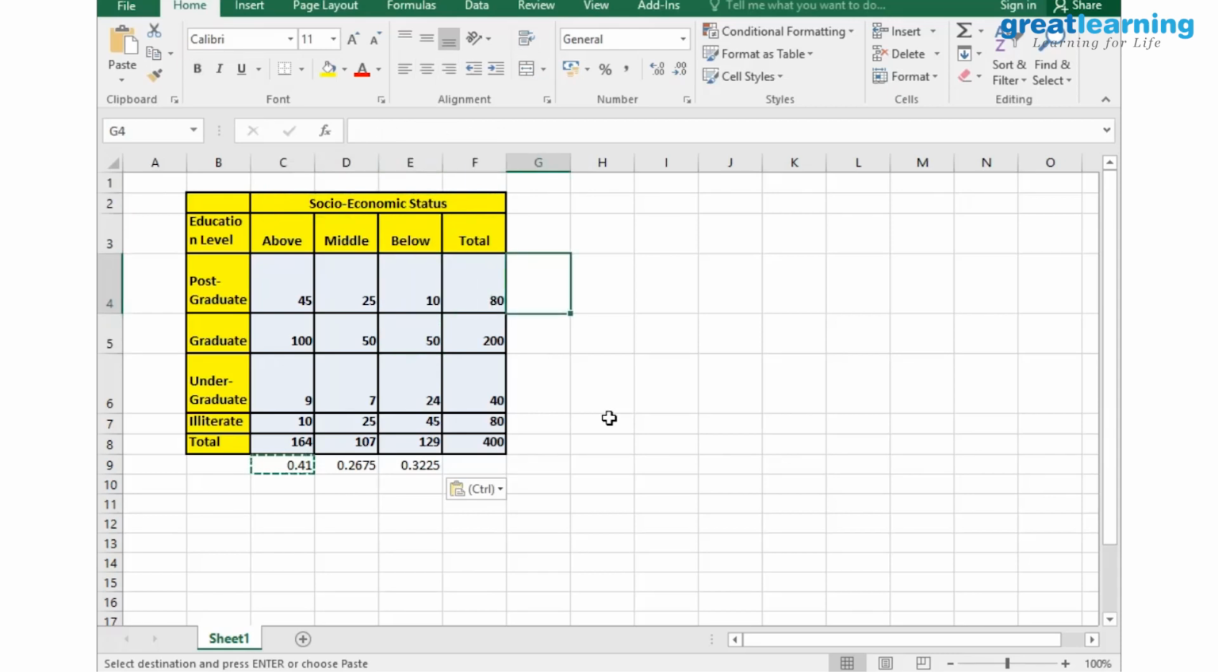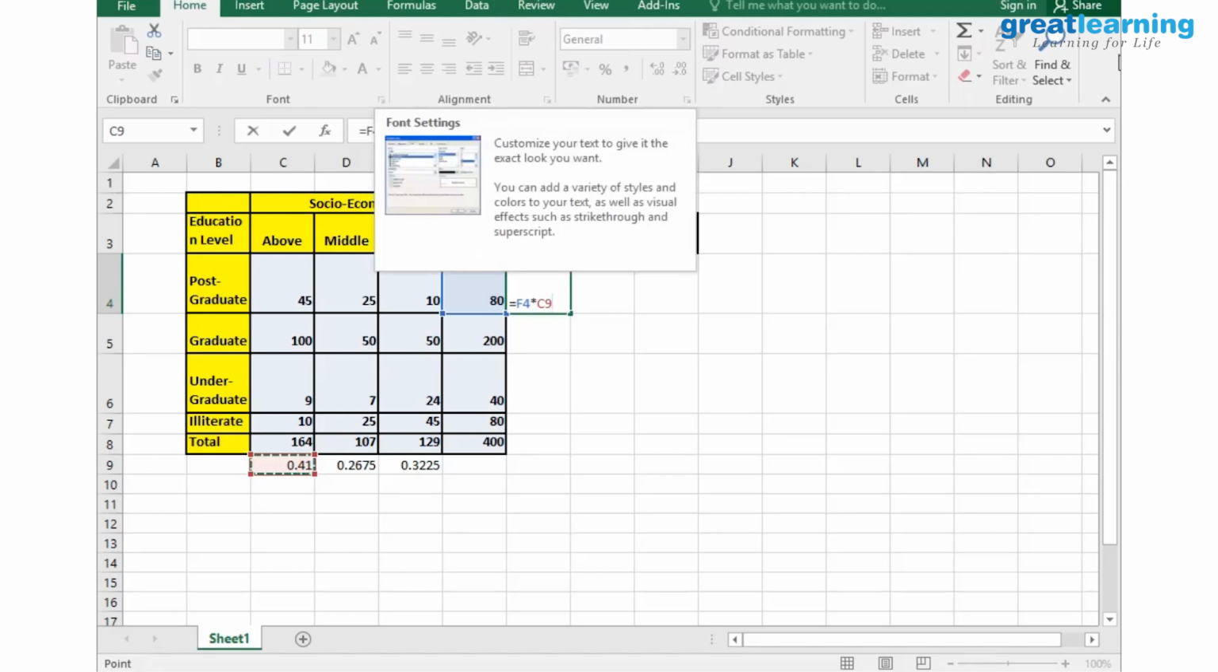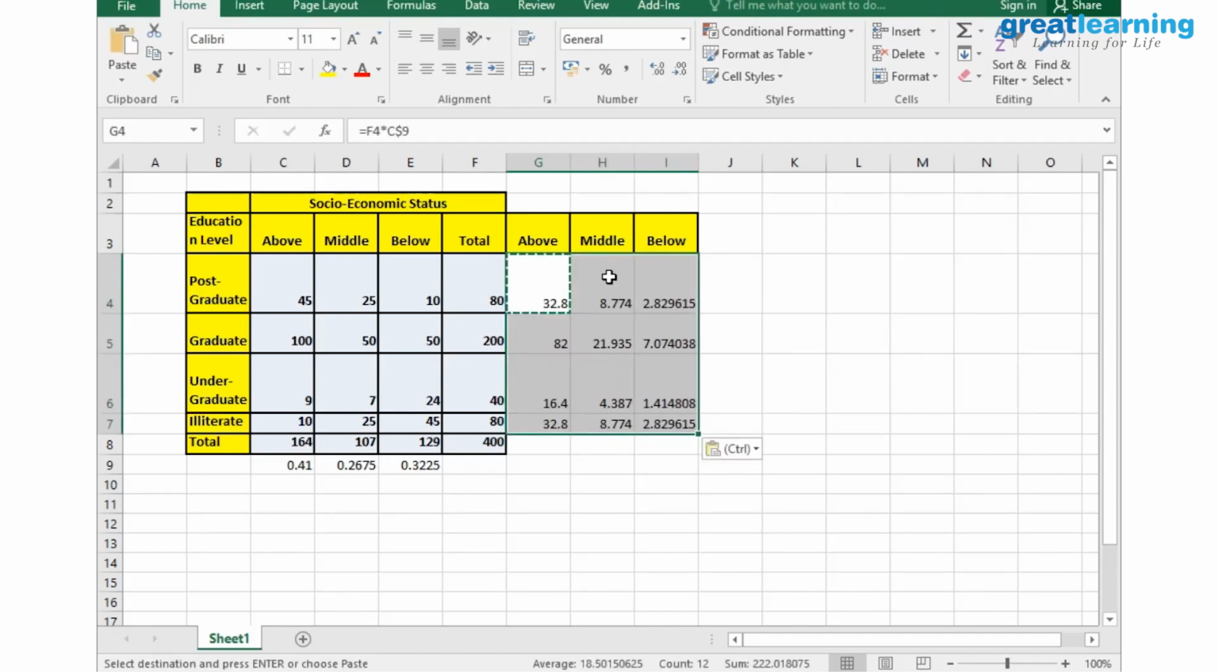What it means is I have to create the expected table, which means above, middle, below, category wise, education level wise, the distribution should be 80 into 0.41. Okay, so let me put F4. If I move right, I want C becoming D and D becoming E. So I'll require that thing. So I did that. So this is how Excel becomes fast.